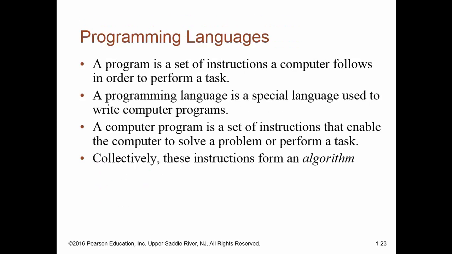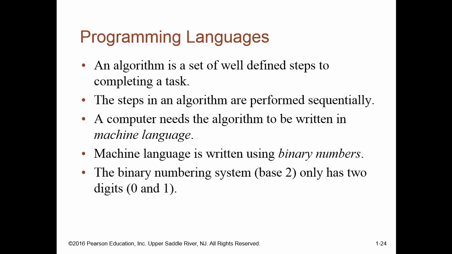So a program is a set of instructions the computer follows. These instructions collectively are known as an algorithm. The idea is, an algorithm is like a recipe. If you write a program and anyone runs that program, given the same inputs, they should get the same outputs.